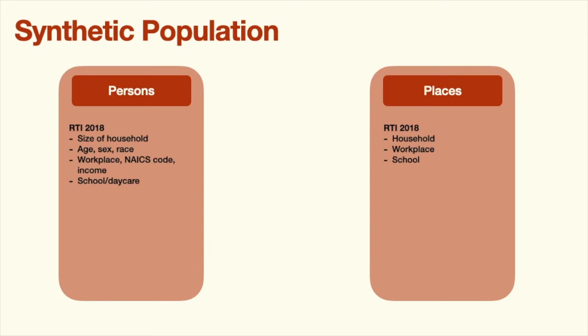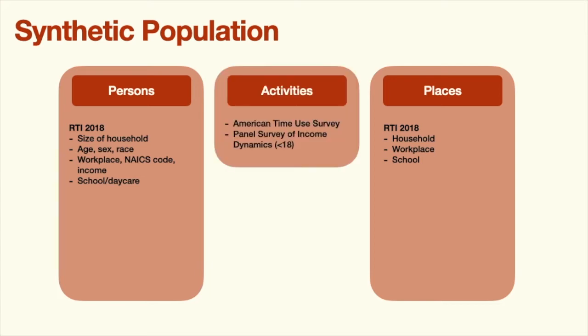Now, to actually use this population in our model, we need to assign activity schedules to each person so that the model knows where to send them at each hour of the day. To do this, we've mapped schedules from the American Time Use Survey and the Panel Survey of Income Dynamics to people based on age, sex, and race. These schedules tell us where and what a person is doing throughout the day for an average weekday or weekend.